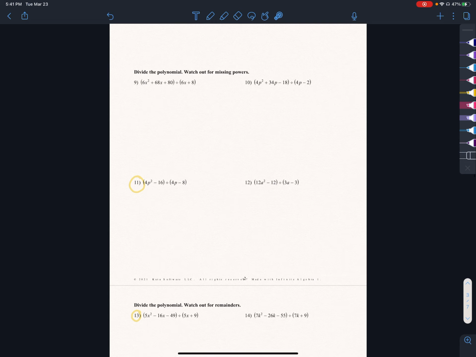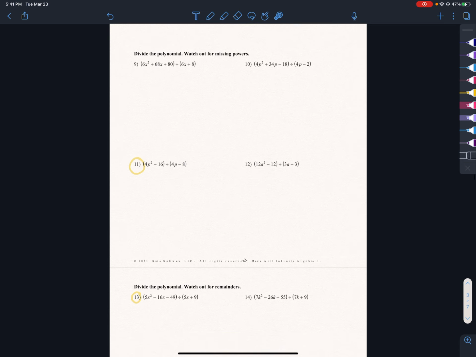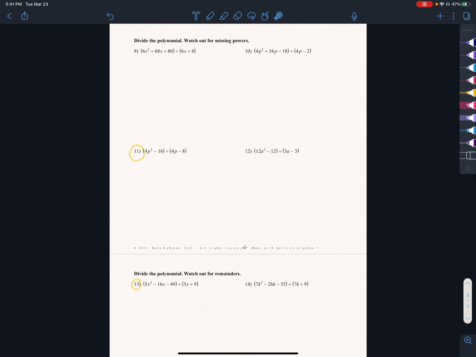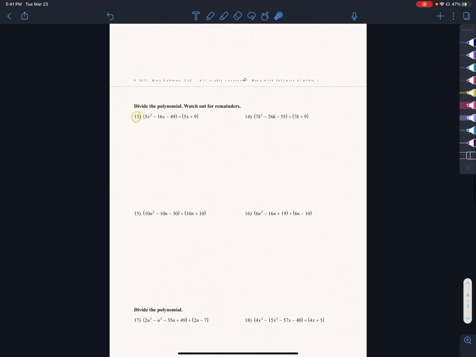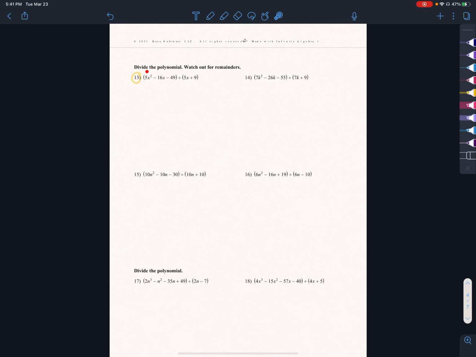Okay, in the next 4 questions, I'm telling you, watch out for missing powers. They don't all have missing powers. That's just how the program makes the questions, but I checked the box that said you can include missing powers. So it added some in. And then over here, I wrote watch out for remainders. So these 4 questions may have remainders.